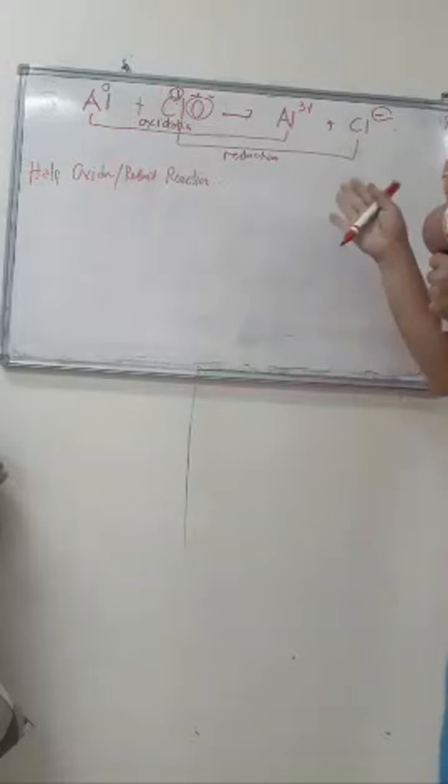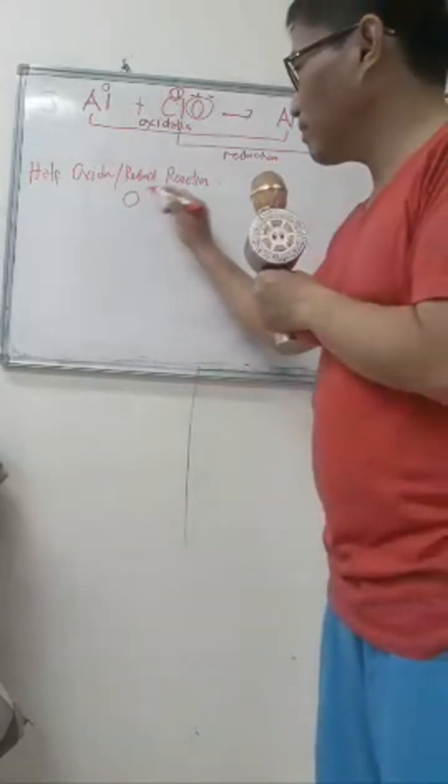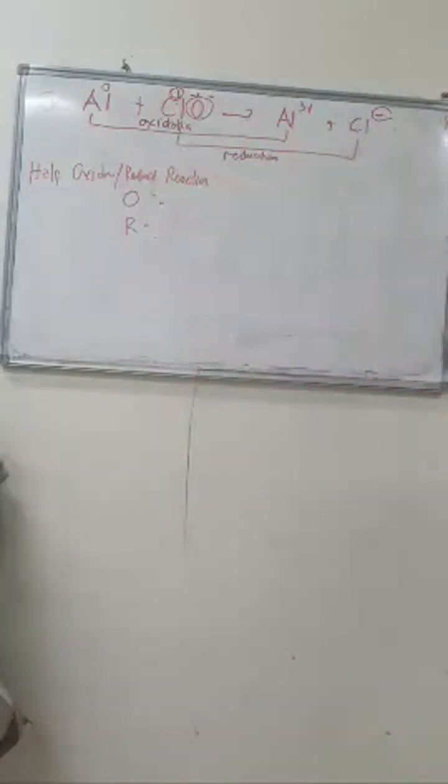Half oxidation reaction. Wow, so many actions. Let's designate nomenclature now so that we will not consume too much time saying the terminology. So oxidation is O, reduction is R.